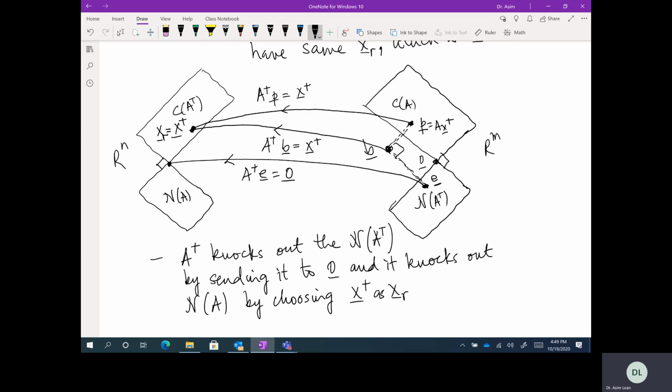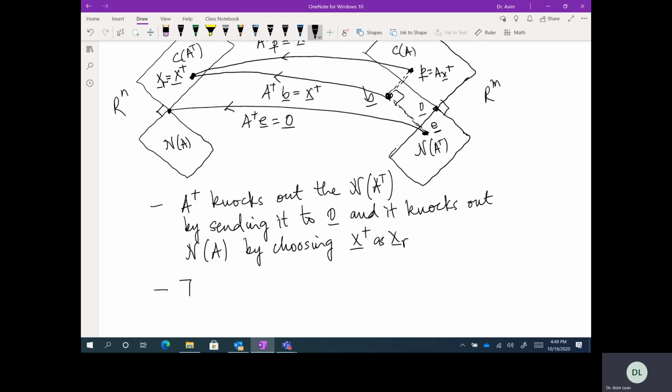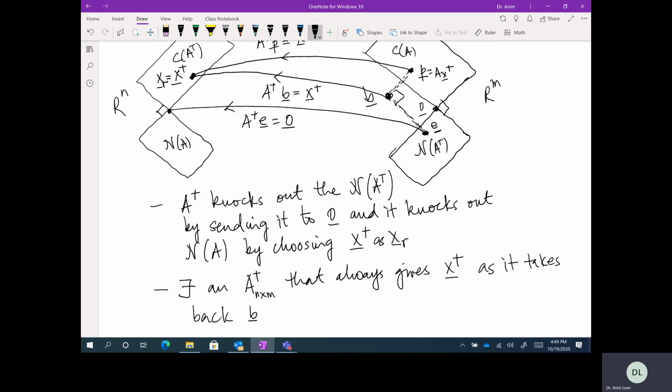Okay. So there exists a pseudo inverse, n by m, that always gives x plus, as it takes vectors b and p in Rm back to x plus in Rn.